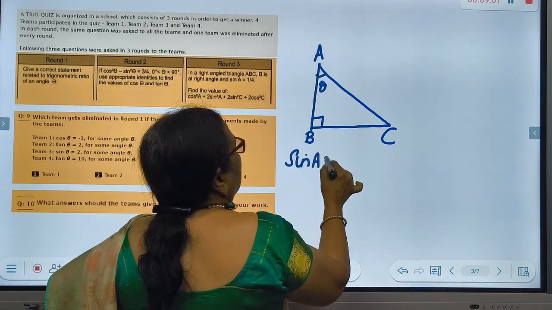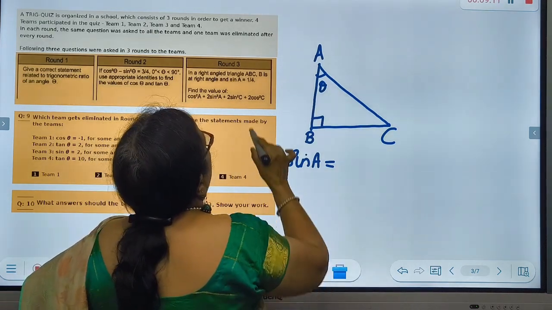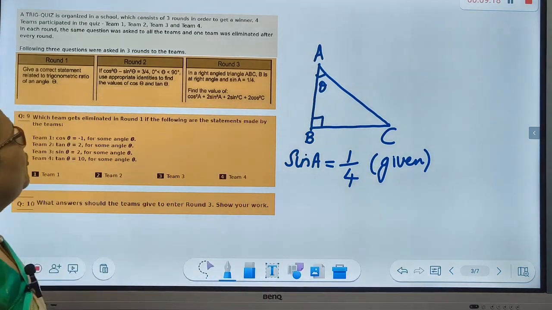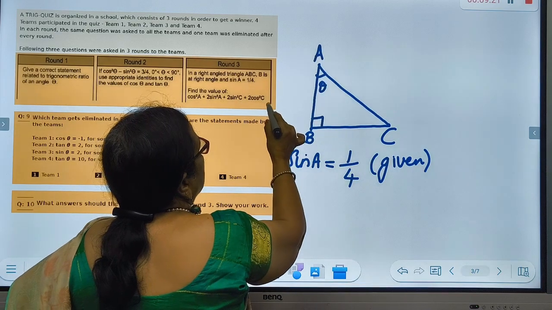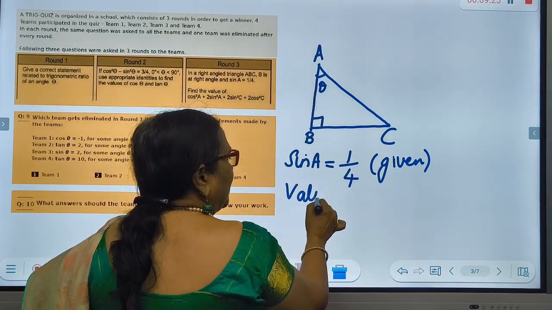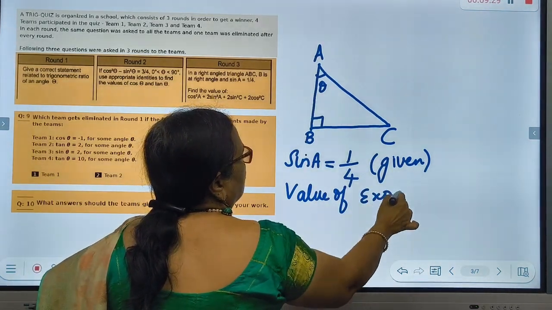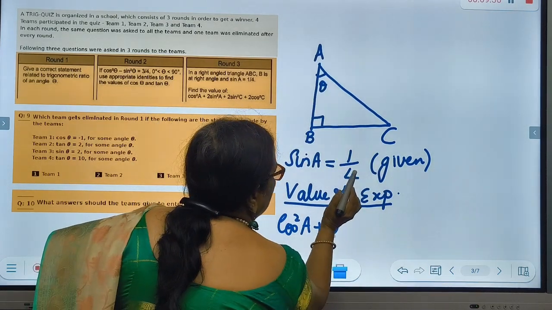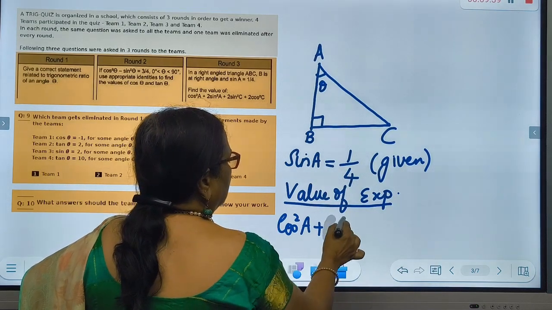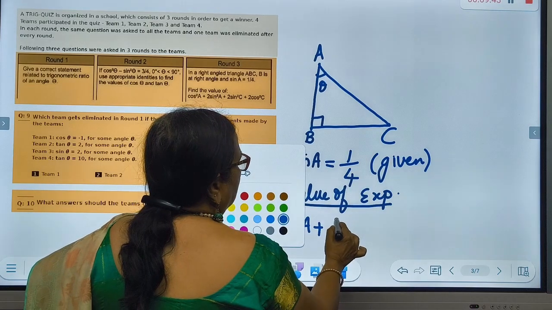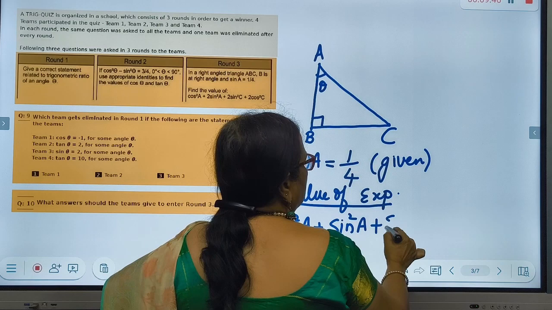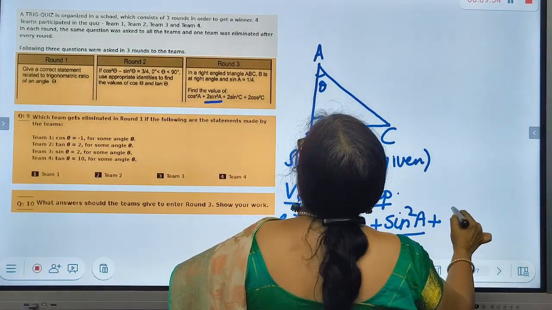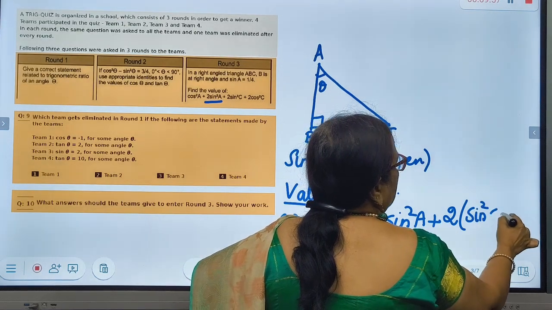Sin A is given as 1 by 4. We need to find the value of cos square A plus 2 sin square A plus 2 sin square C plus cos square C. So, we need to find the value of the expression cos square A plus 2 sin square A, which I am going to split as cos square A plus sin square A plus sin square A, plus 2 sin square C plus 2 cos square C, that is 2 into sin square C plus cos square C.